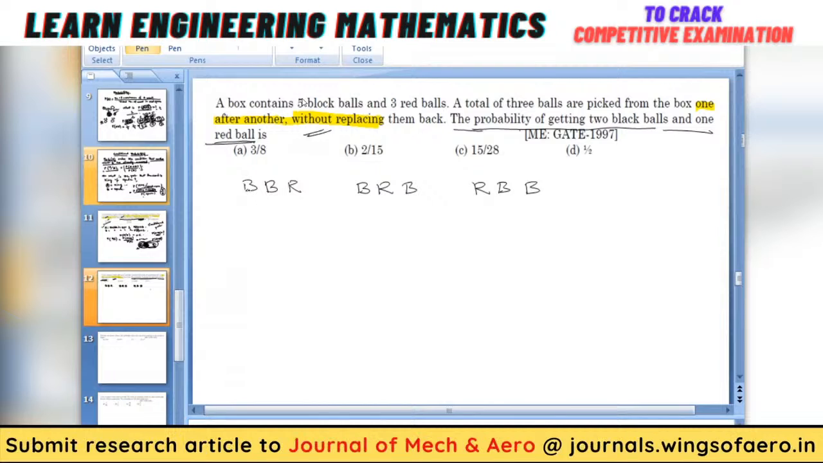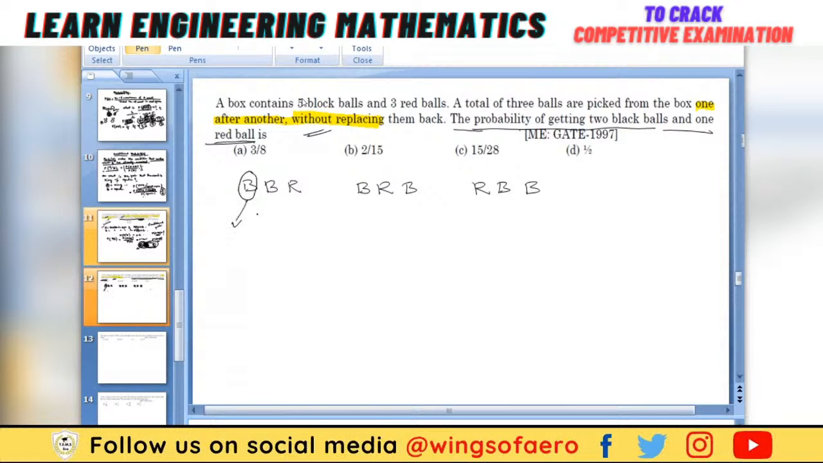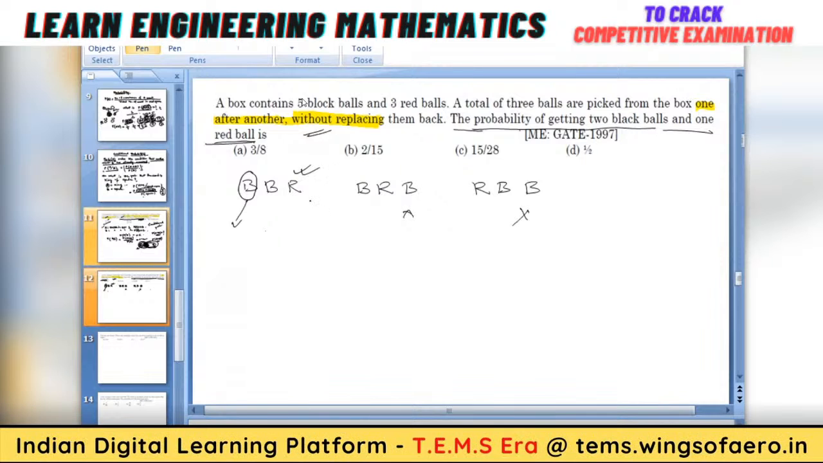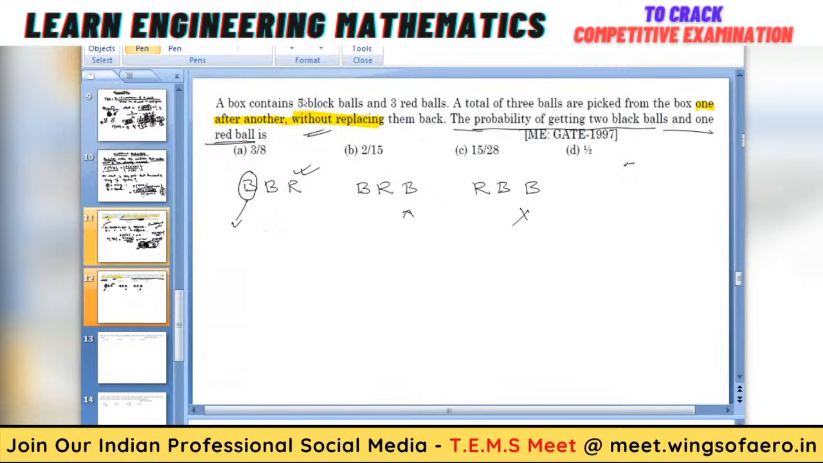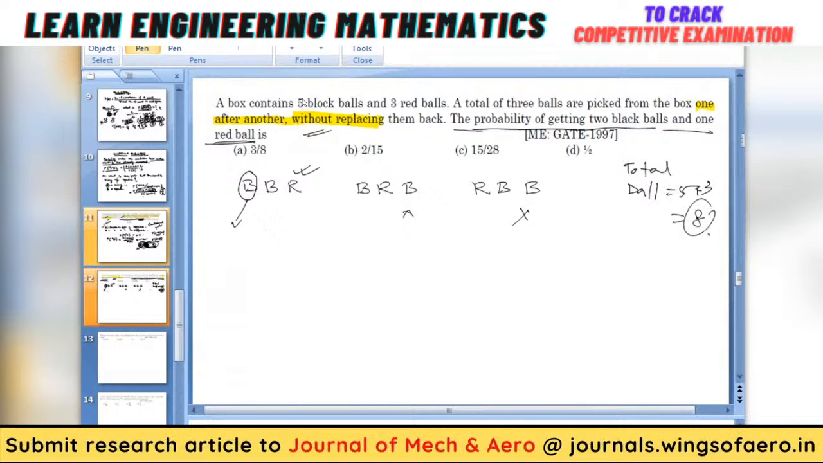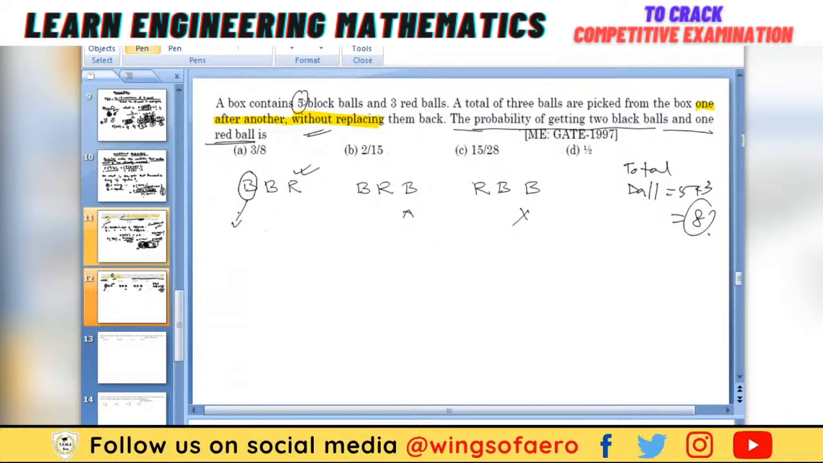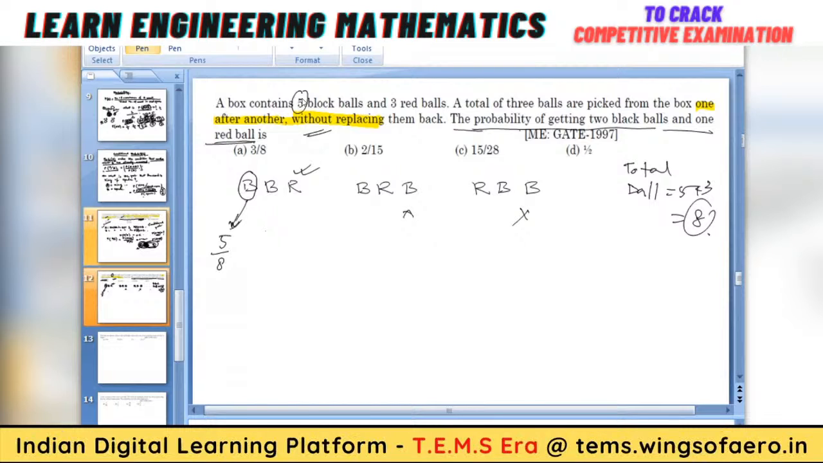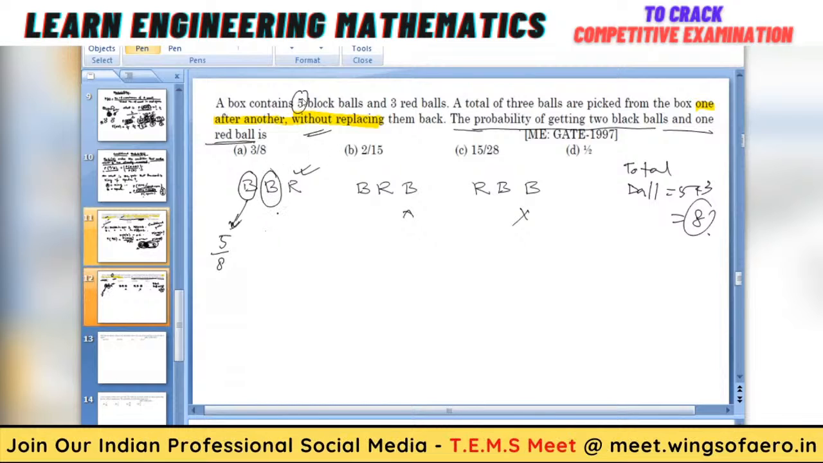So let's go back to the problem. The first one is black. What is the probability of this one? Can anybody tell me? Forget about the other events. If I consider only this event, 5 divided by, exactly, the total number of balls is 5 plus 3 equal to 8. Out of which 5 are black balls. So I am taking the first ball as black. What is the probability of it? 5 divided by 8. At first, 5 black balls are there and the total number of balls is 8.